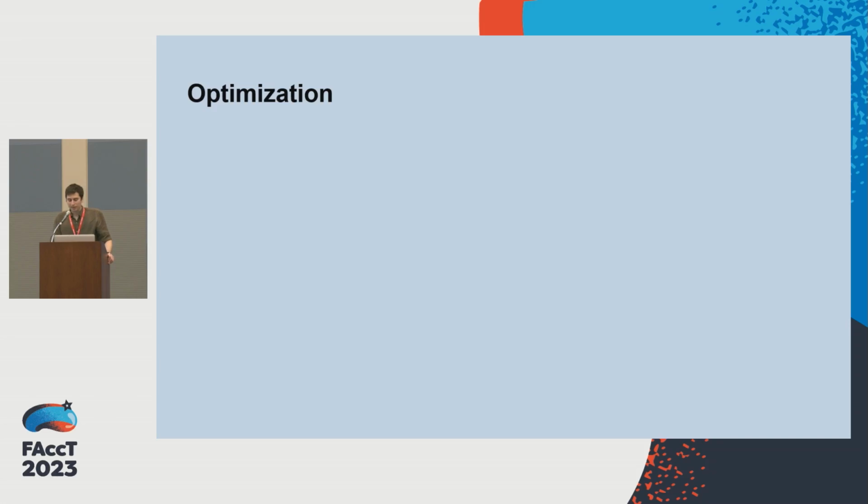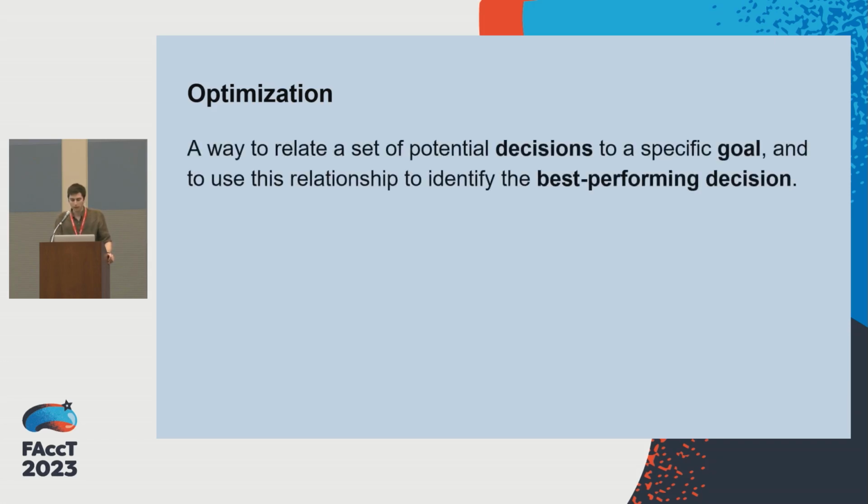What is optimization? Optimization is a paradigm used to approach decision-making. It is a mathematical function, and increasingly, optimization is a kind of worldview that people use to approach everyday life. Formally, we define optimization as a way to relate a set of potential decisions to a specific quantifiable outcome, quantifiable goal, and to use this relationship to identify the best performing decision.